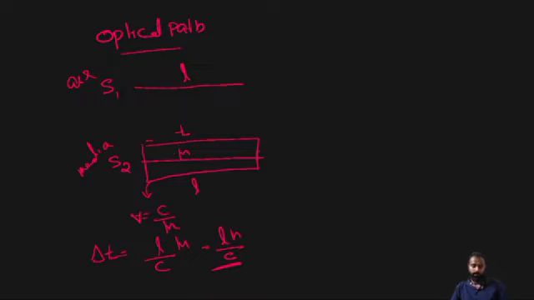L mu by C. This is the time just to reach from here to here. It takes delta t time. In this delta t time, how much will the light ray travel in the first case? Here. In this case, the light ray will travel a distance d equal to c into delta t, because here velocity is c, into L mu by c.